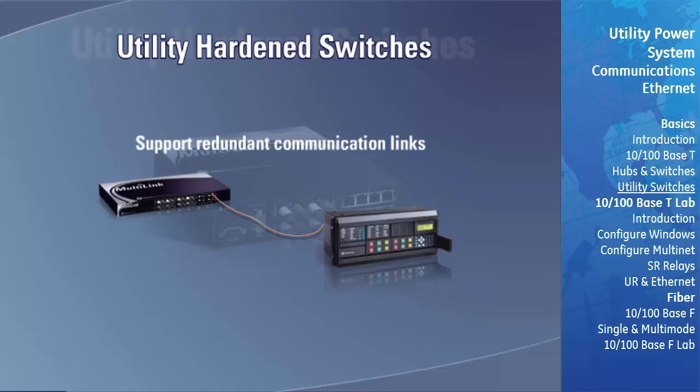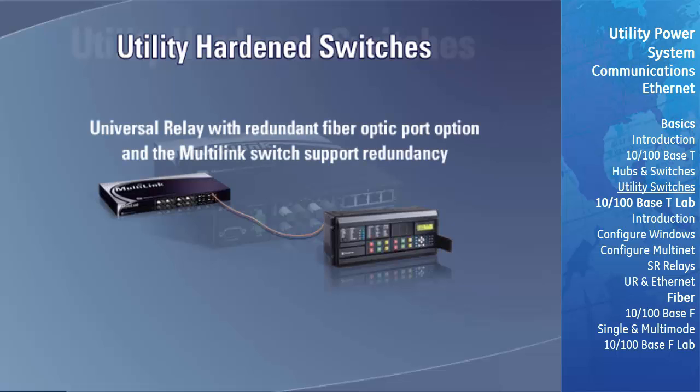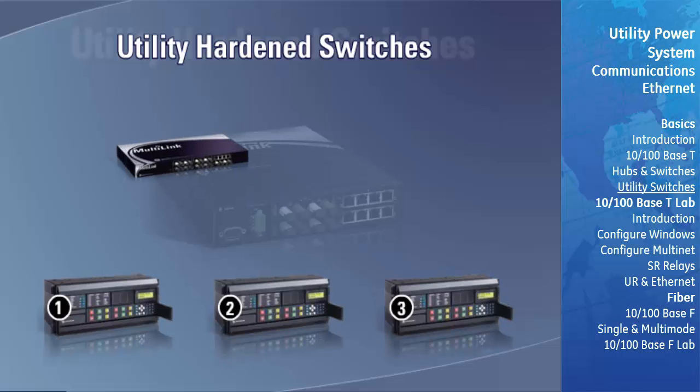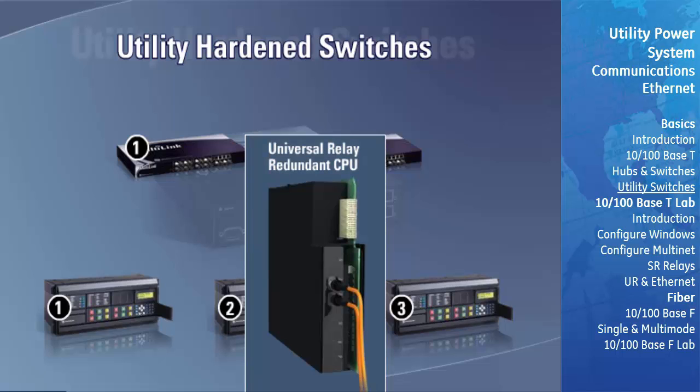A universal relay with the redundant fiber optic port option and the multi-link switch both support this redundancy. Let's take a few moments to understand how this redundant configuration works. We'll use an example system consisting of 3 URs and 2 switches. Redundant CPUs come with 2 sets of fiber optic Ethernet ports in addition to the twisted pair Ethernet port. The upper Ethernet port is referred to as the normal port, while the lower port is referred to as the alternate port.